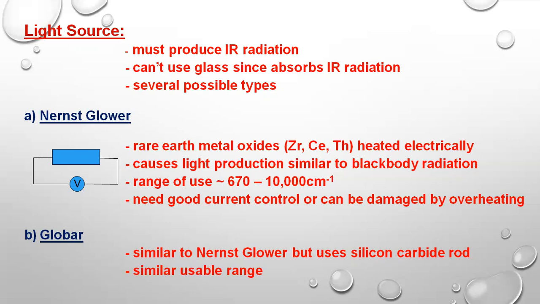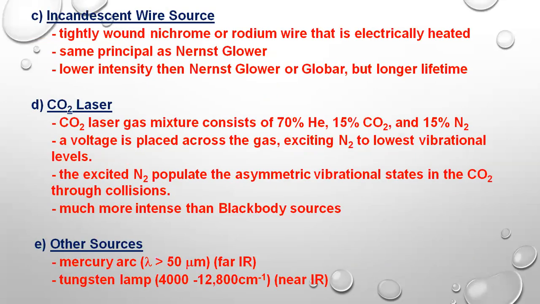Another light source is globar. Globar is similar to Nernst glower light source, but it is made up of rods of silicon carbide, and it can also be used for the similar IR range. Third can be incandescent wire source. In this, nichrome or rhodium tightly wound wires are used, and they work on the same principle as Nernst glower. That means upon heating they produce radiation, but their intensity is lower than the previous two light sources. But the advantage is that it has longer lifetime.